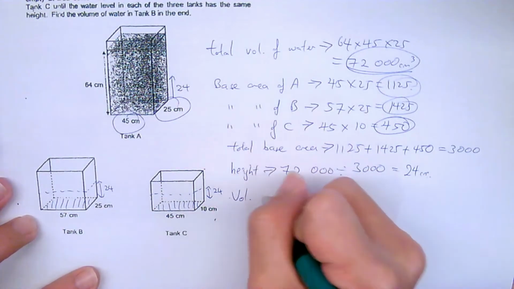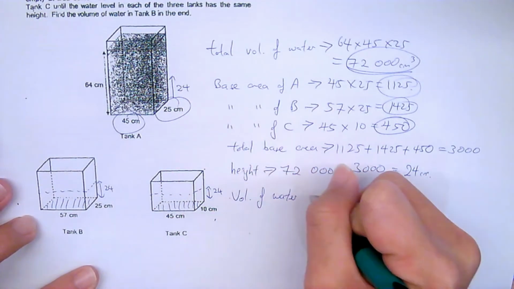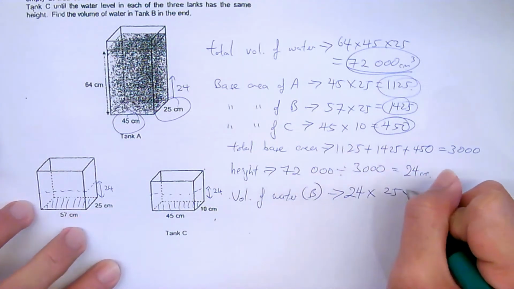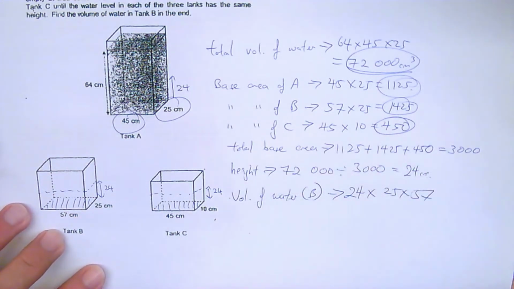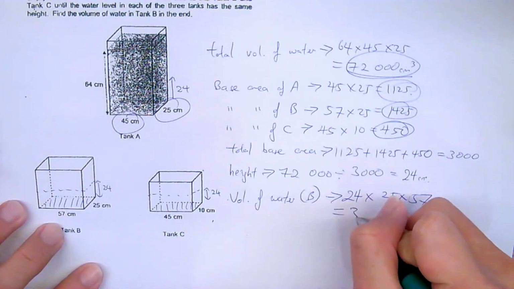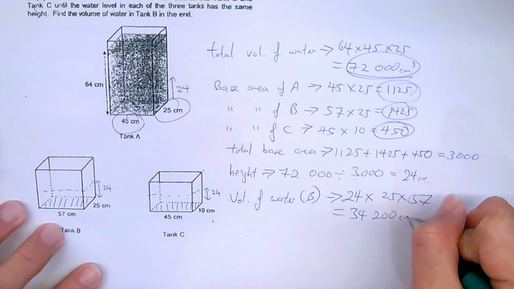So the volume of water in B would be 24, which is the height, multiplied by the breadth, 25, multiplied by the length, 57. So 24 times 25 times 57 gives us 34,200 cm cube.